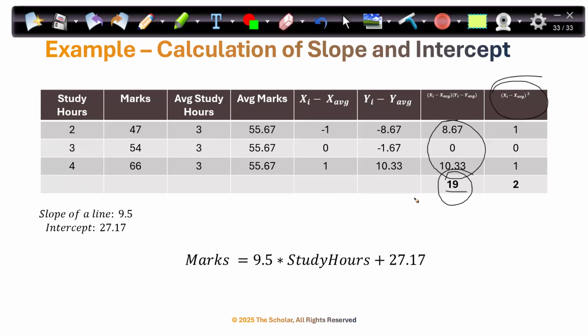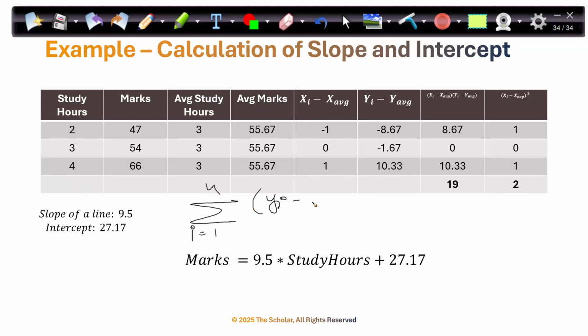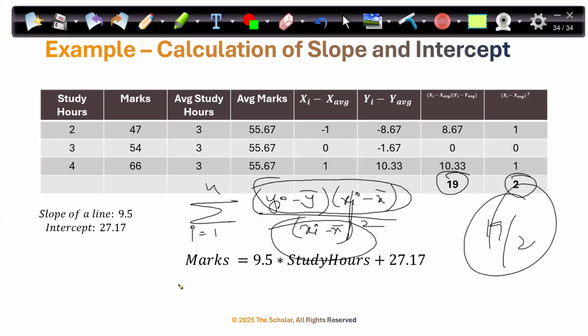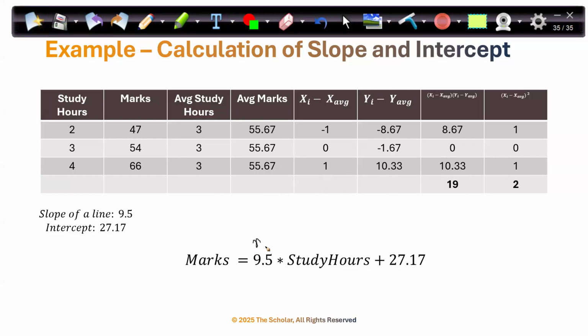Xi minus x average whole square. Sum it up. What is the formula? Summation of i equal to 1 to n, yi minus y average, xi minus x average upon xi minus x average whole square. So I have to sum this up, which I did. Now divide it. 19 by 2, that is 9.5. So I got my 9.5 as m.